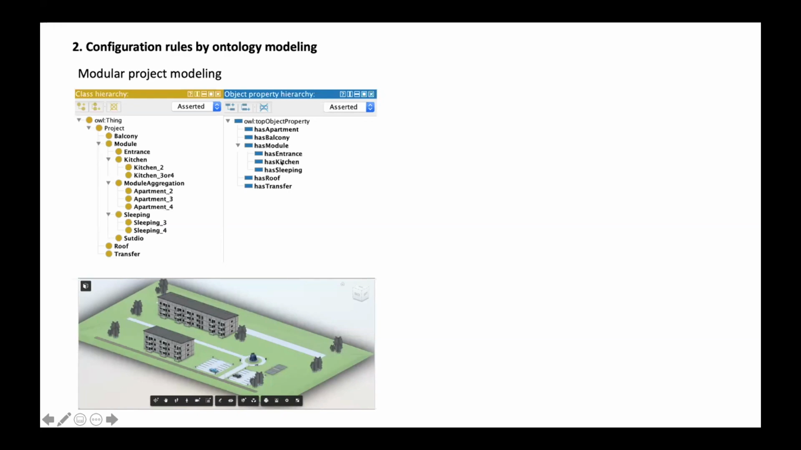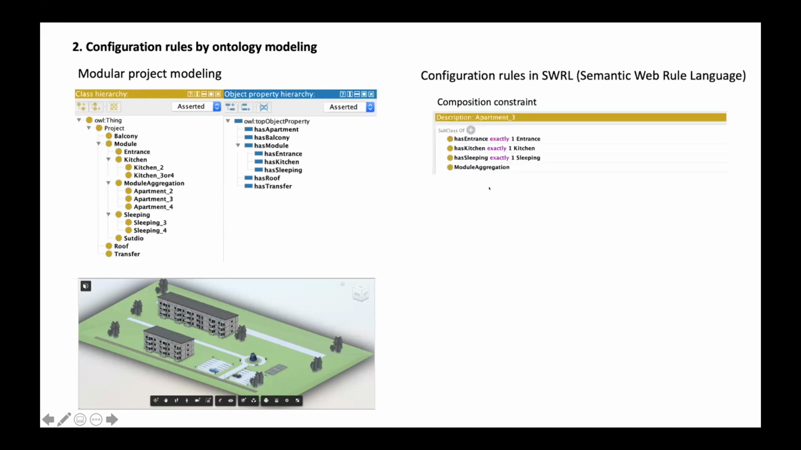You can define attributes, for example, the project has an apartment, has a balcony, and has a module, and what kind of module you have. So this is the beauty of ontology. When you define a structure, like here on the left side, you can also encode some rules and attributes. I will give you some examples. For this simple modular building, an apartment might include an entrance module, kitchen module, and sleeping module. This is simple, but you need the system to automatically check, when you build an apartment, whether it includes those modules.